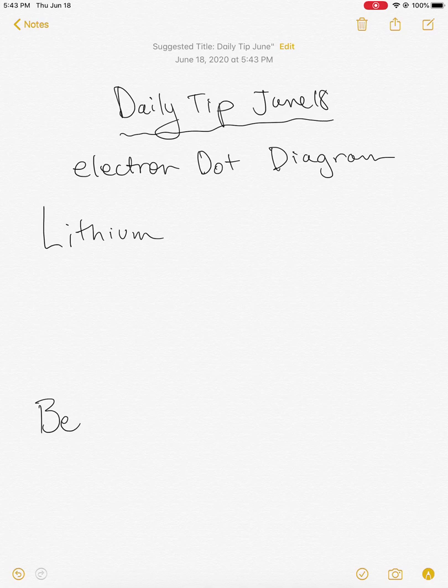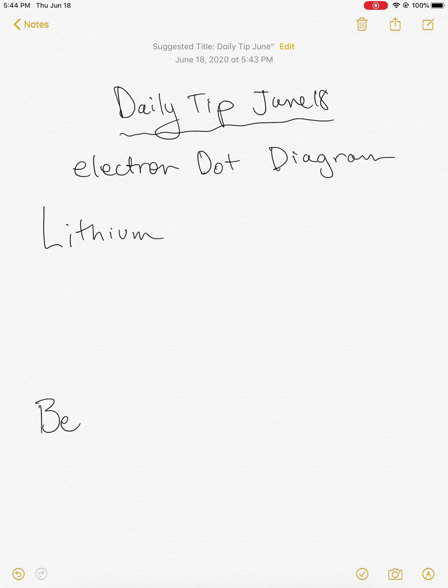Hello, today's daily tip is about electron dot diagrams. I have some people who are, thank goodness, taking quiz number 3 and asking me some questions about that. So let's look at electron dot diagrams. They're really important for a future chapter where we talk about molecular structures, and you won't be able to do molecular structures unless you know the electron dot diagrams pretty easily.